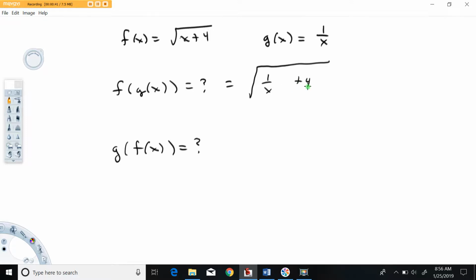Okay, g of f of x. So that means we're going to take this, and that goes in for x into g. So that's going to be 1 over square root of x plus 4. Right? So there's g of f of x.